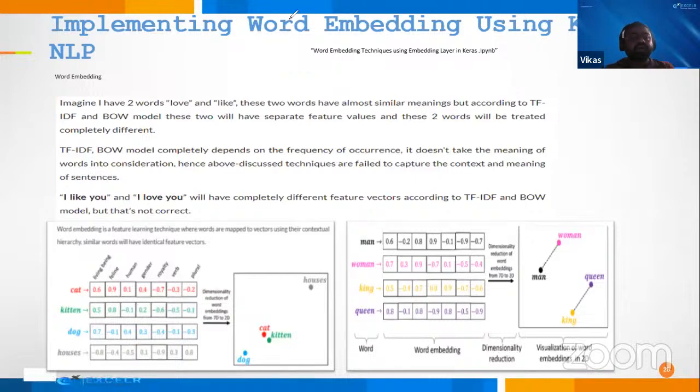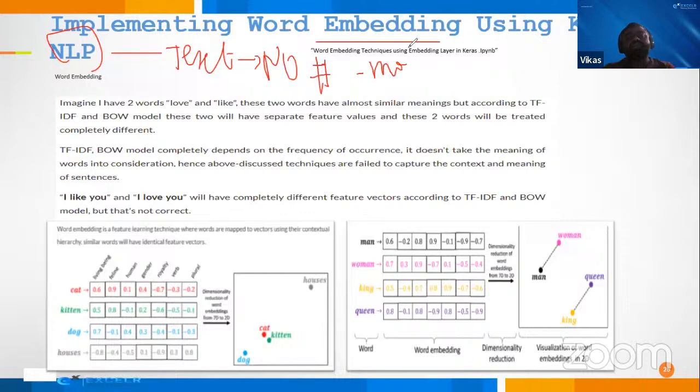Let me have a quick review. Let me tell you in short, in 1 minute, how this embedding layer actually works. So we already know, guys, in NLP we have text data, and this text data has to be converted to numbers, right? To numbers, then only I can feed it to my model. Let it be any kind of model, right? This is my main job actually.